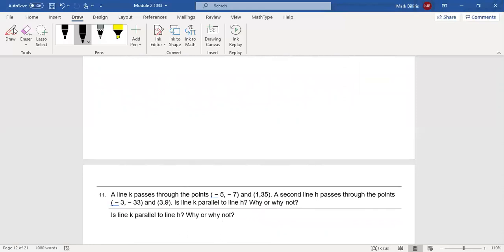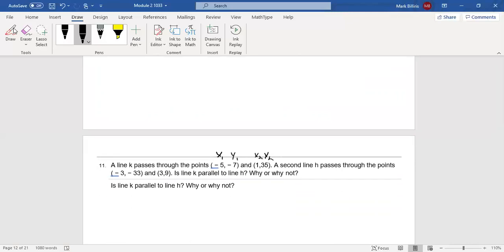It says a line K passes through the points -5, -7, 1, 35. A second line passes through the points -3, -33, and 3, 9. Is line K parallel to line H? Why or why not? So what you're going to do is, again, find the slope in two different problems. So the first one, again, x1, y1, x sub 2, y sub 2. So we're going to find the slope of that first line.